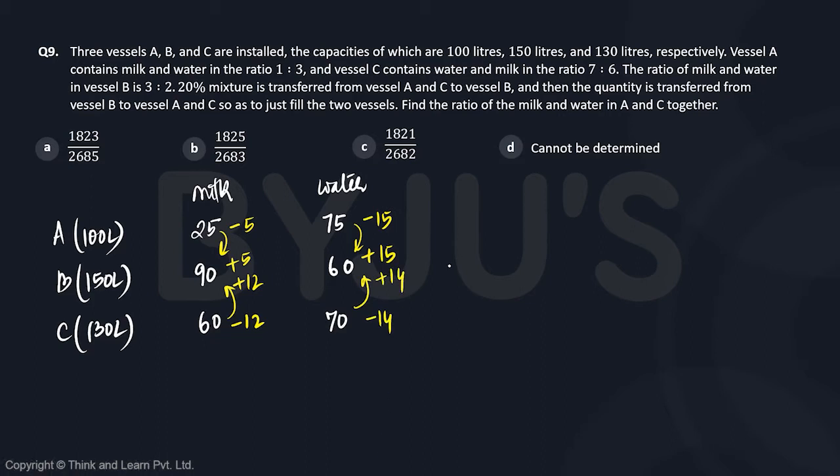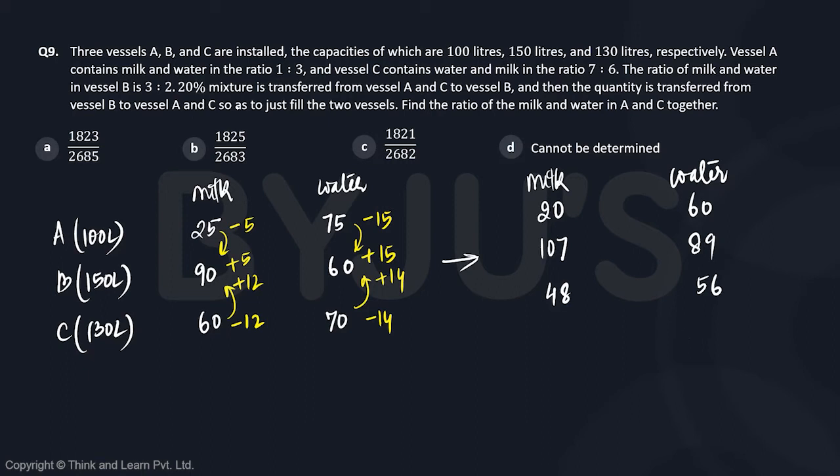So after this, the amount of milk and water we will have in each of the three containers will be, A will have 25 minus 5, that is 20 liters, 75 minus 15, which is 60 liters of water. B will have 90 plus 17, that is 107 liters of milk, and 60 plus 29, that is 89 liters of water. C will have 60 minus 12, which is 48 liters of milk, and 70 minus 14, which is 56 liters of water.